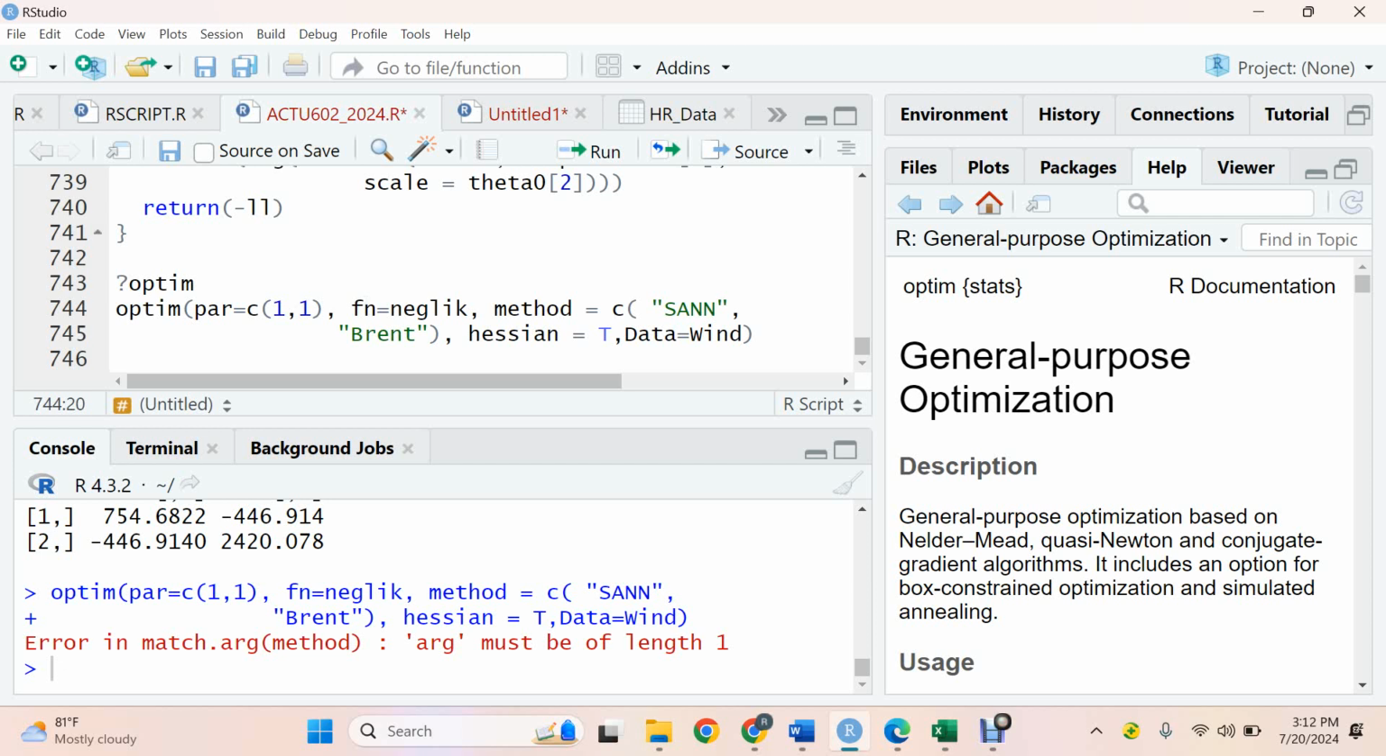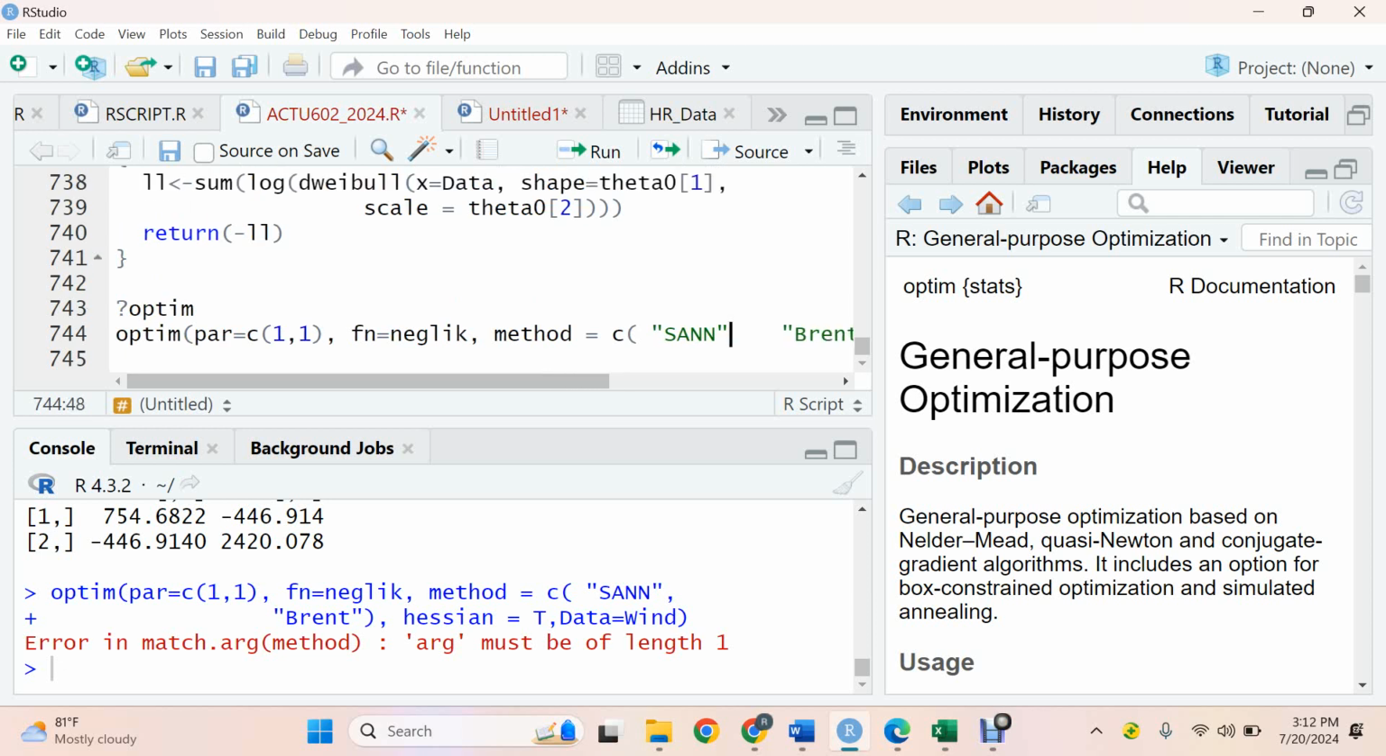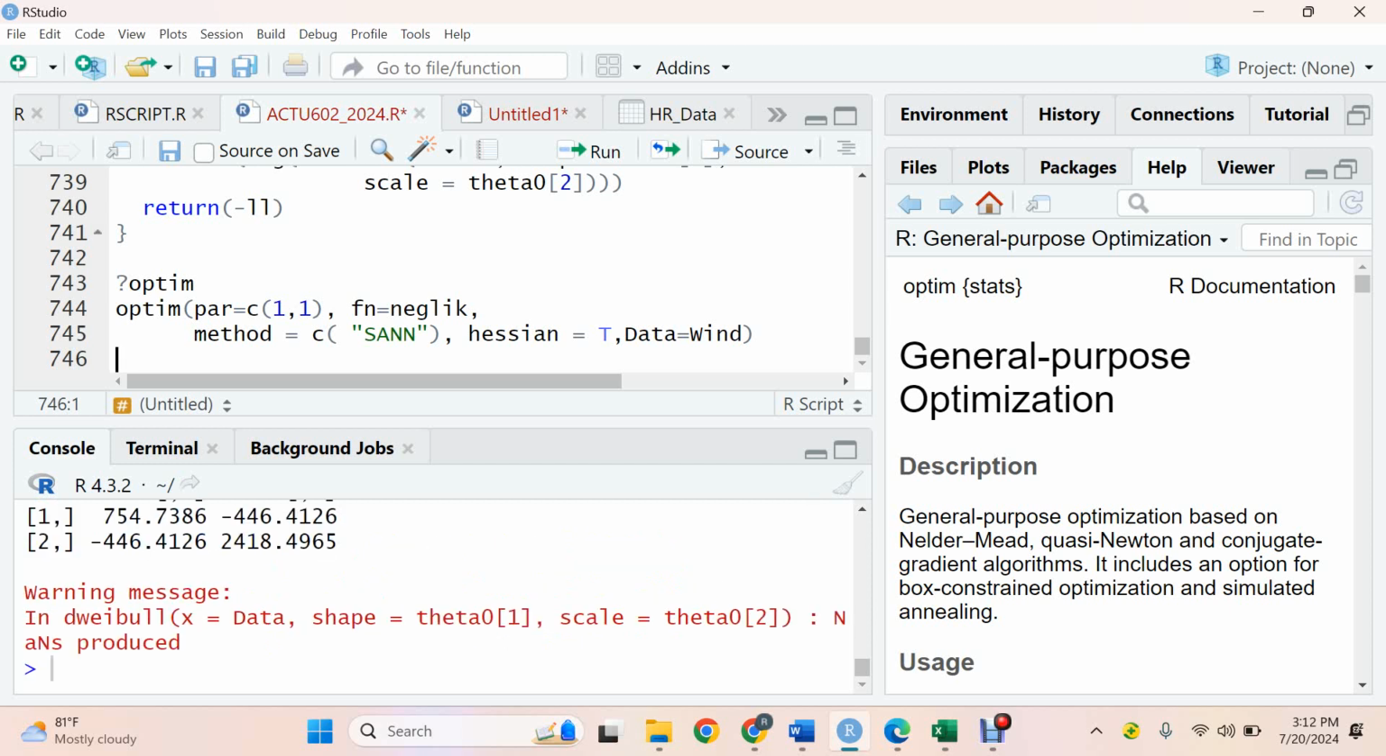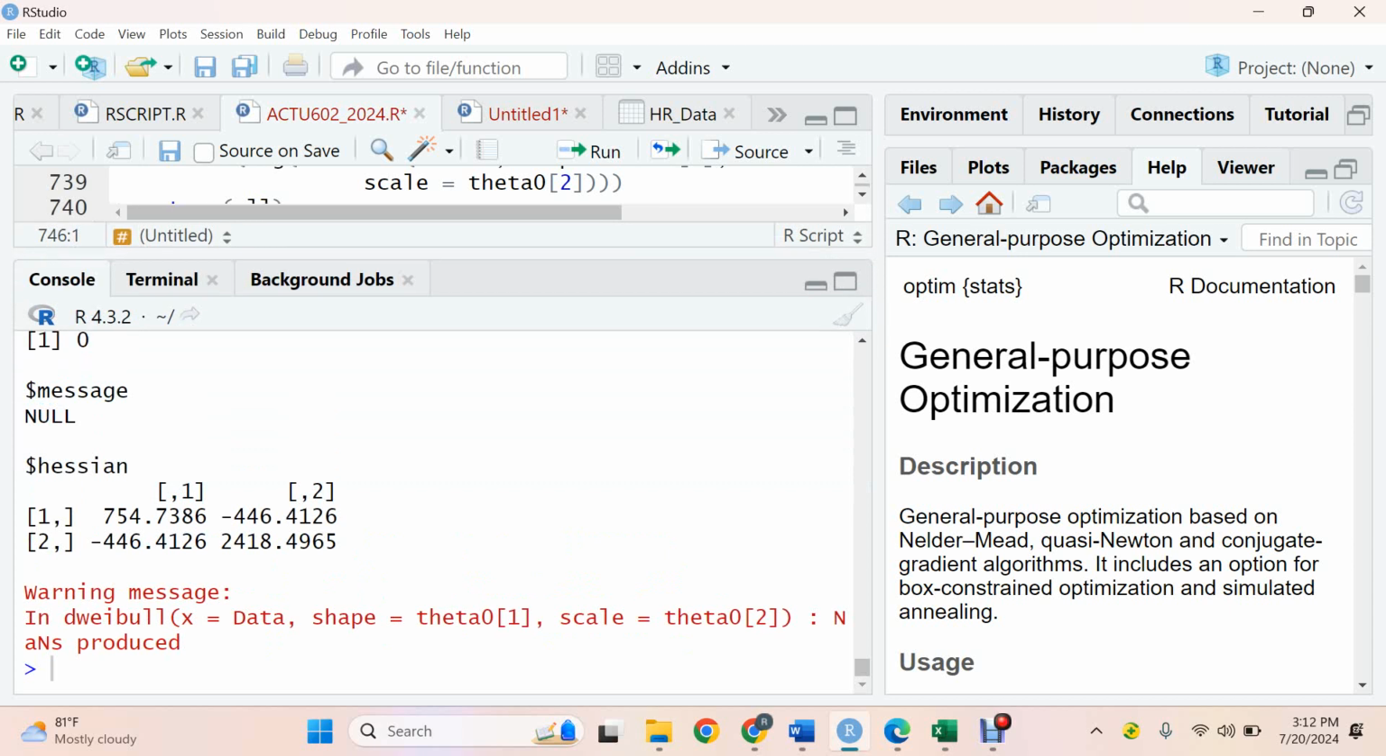Why did you use this method? It's because each of them has its own strengths and weaknesses. You see this, it takes a long time, but it's quite a good method. It's simulation, so it takes a bit of time, unlike the Nelder-Mead.